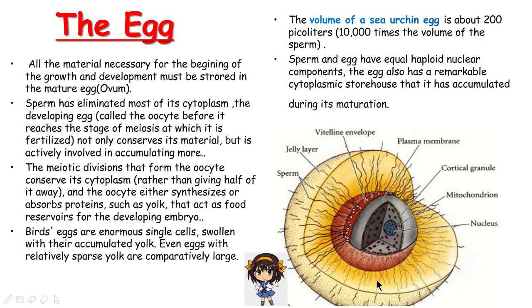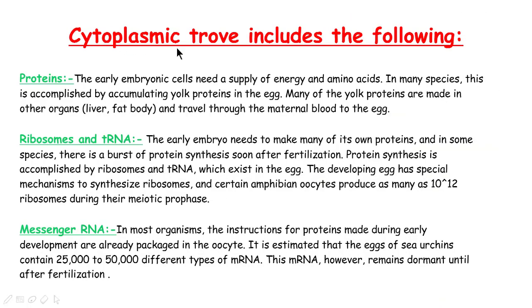Over here, there is a diagram of an egg. In the egg, there is an outside layer known as the jelly layer, and these are the sperms that are penetrating, right? You can see. Okay. There is a vitelline envelope, a plasma membrane, the cortical granules that are inside, the mitochondria which provide the energy, and the nucleus. The cytoplasmic trove includes the following. What are the things that are present inside the cytoplasm?